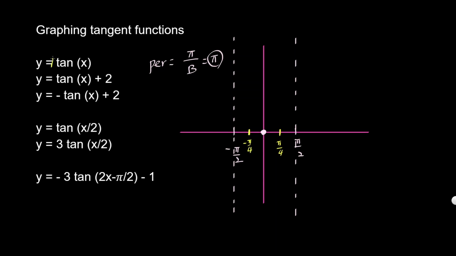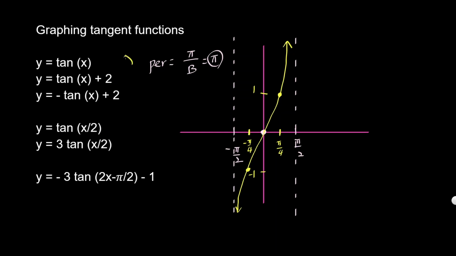And then whatever the a is, the leading coefficient here, which is 1, you're going to go up there and then down here. Since it's positive, the right hand goes up, the left hand goes down. And then you just want to connect your graph so that it looks like this. Okay, so that's one cycle of tangent.